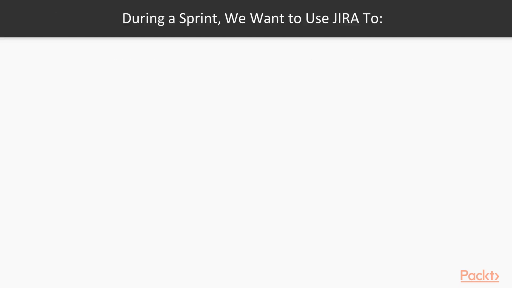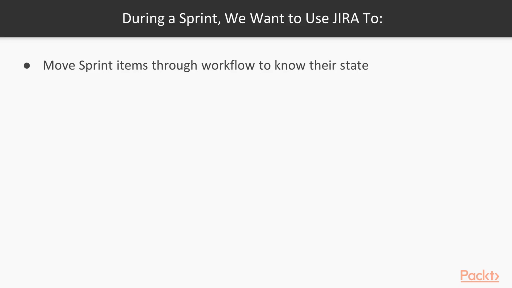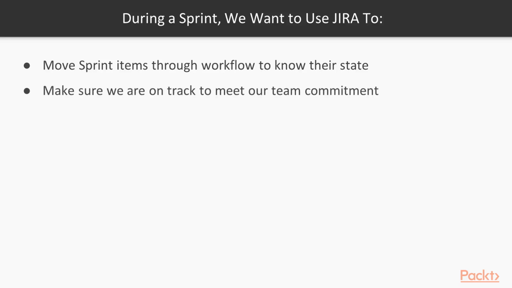So during a sprint, we want to use JIRA, and we're going to try and use the tool to allow us to move sprint items through a workflow. You might remember our board with the columns on it, to do, in progress, and done. We want to use JIRA to make sure that we're on track, okay? Because if we're doing a 2-week sprint, we want to know on day 2 whether or not we're on track and make adjustments in real time.